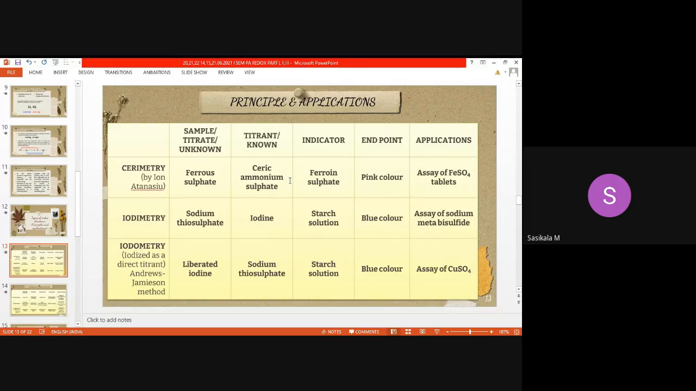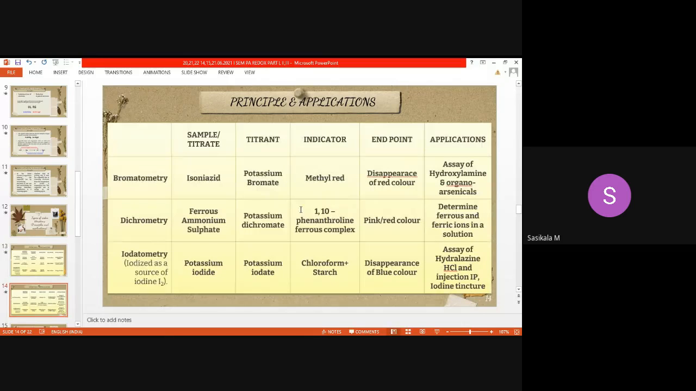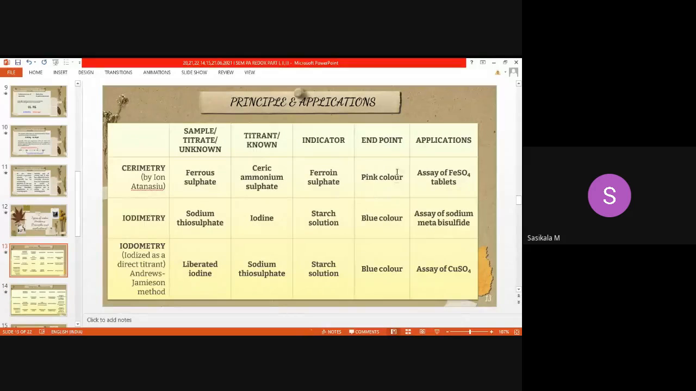According to the concepts of oxidation and reduction, just go through what oxidation and reduction are, so that you will understand what the reducing and oxidizing agents are and what the indicator is. Ferroin sulfate is also a ferrous complex, and only the reduced state of iron is used in this indicator. What is ferroin sulfate? The 1,10-phenanthroline ferrous complex. It will show a pink or red color at the end point. Mostly the appearance of pink color will be the end point.